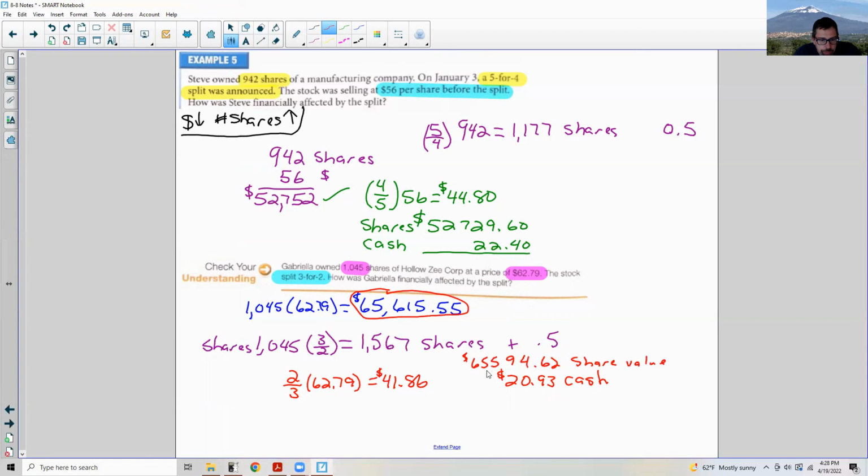Okay. Share value. 9 and 6 is 15, carry the 1, get a 5. 9 and 2 is 11, carry the 1, 6, 5, 6. 65,615.55. It still matches, but we now have $20.93 in cash. How was Gabriella financially affected by the split? She owns less of the company because they gave her a half a share value back in cash.